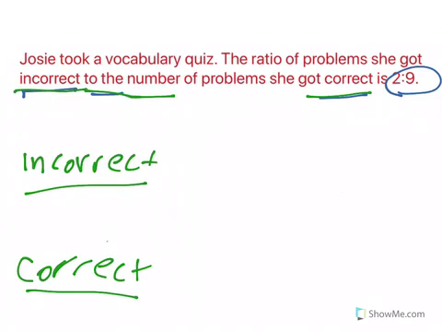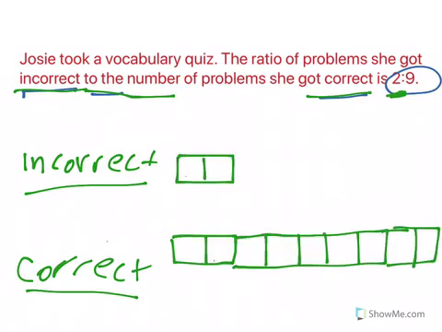So I'm going to put them in that order. Incorrect, correct. I'm also going to use, just like we talked about a moment ago, a tape diagram. So I'm going to split the incorrect diagram into 2 because it's a 2 to 9 ratio. So how many would I split the correct diagram into? You got it, 9. Okay, so we have 1, 2 for the incorrect portion. 1, 2, 3, 4, 5, 6, 7, 8, 9, because we have a 2 to 9 ratio for the correct portion. Now, if they told us that Josie got 8 questions incorrect, I can then work with that.